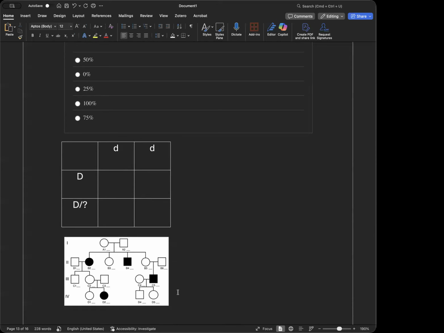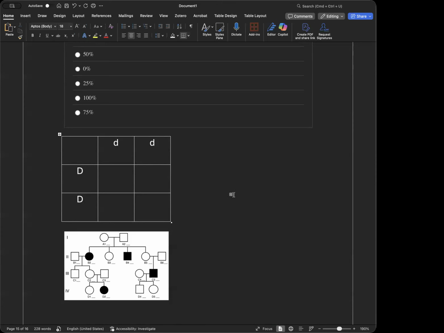And I know for some people it's going to be really hard to wrap your head around, because it was for me. But let's just, for simplicity's sake, assume that C4 is not a carrier based on the information that we have so far. So we would have capital D and lowercase d for our C4 and C5.